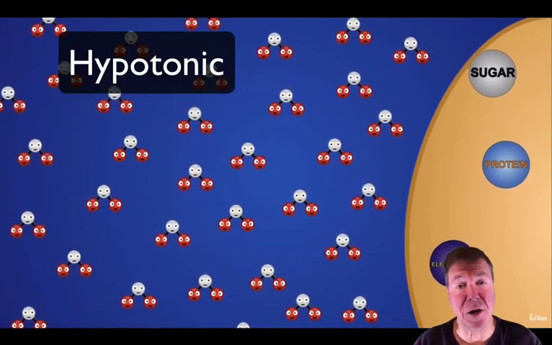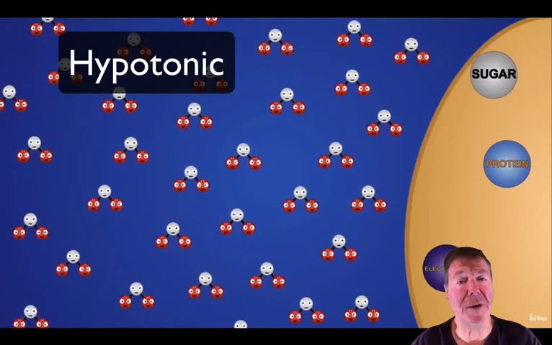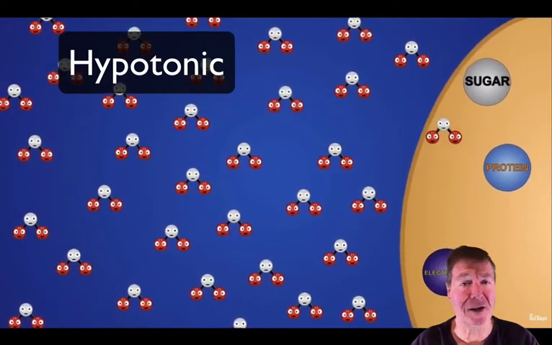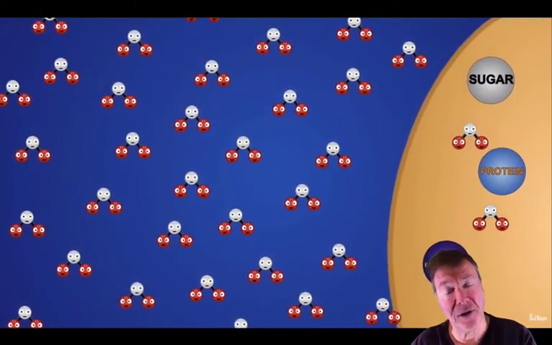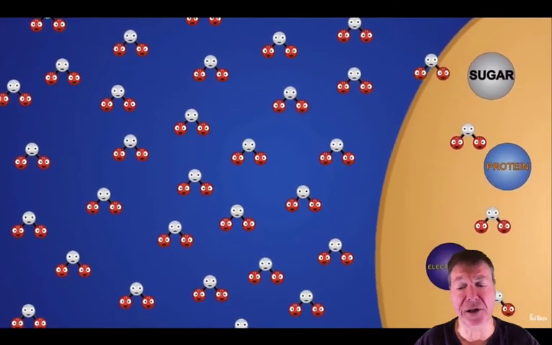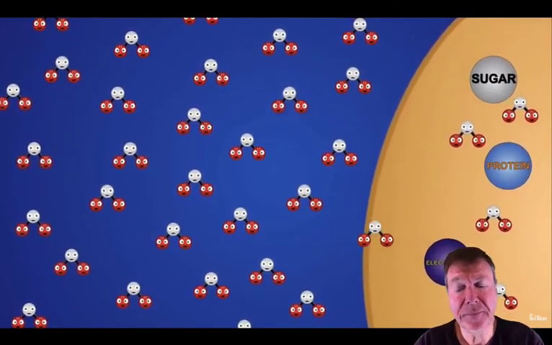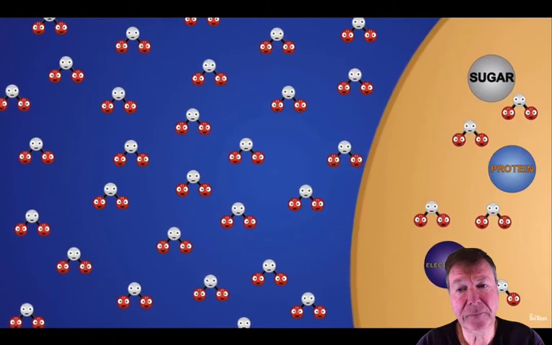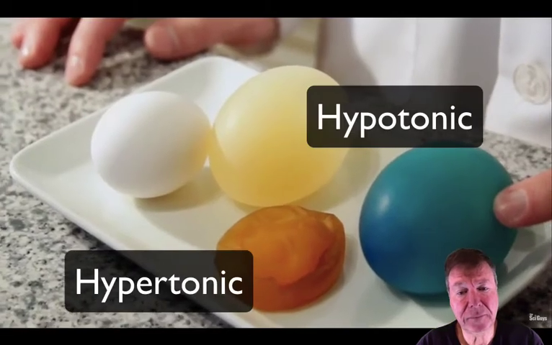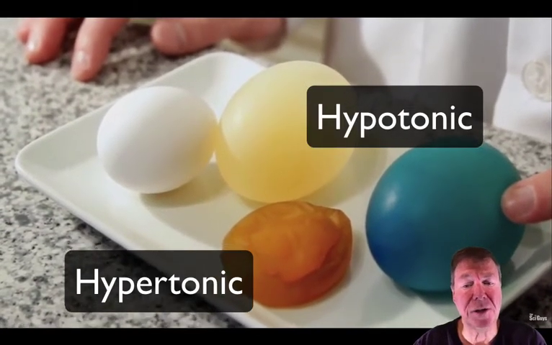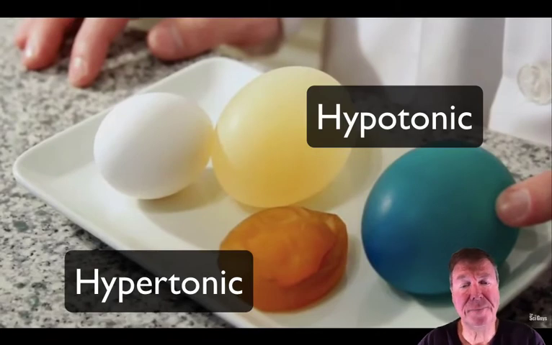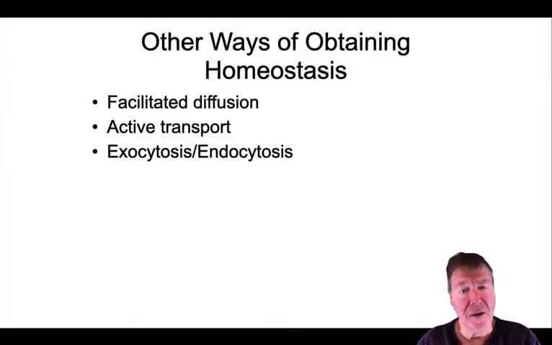This is a hypotonic solution, so the water would be expected to move from a high concentration outside the egg to inside the egg, causing the egg to swell. Which in this case causes the egg to swell. The process of water traveling back and forth, and you can see the difference in the sizes of the eggs, is known as osmosis.